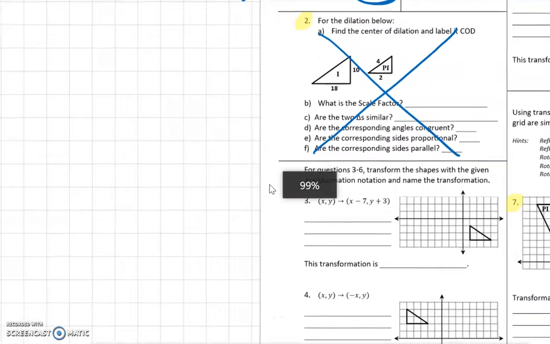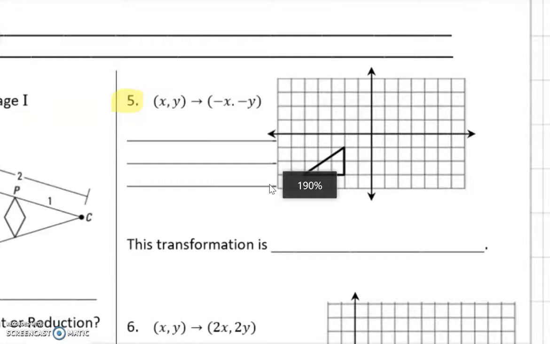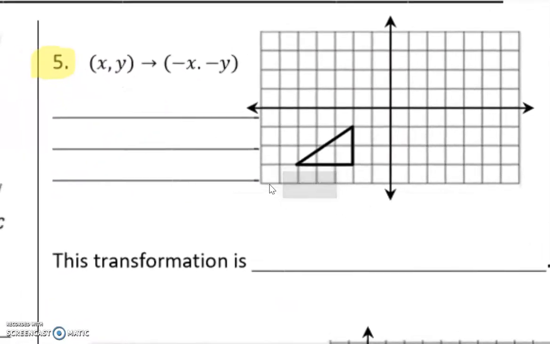Moving along, 3 through 6 are all the same types of problems, so I figured I would do number 5. Now, number 5 is asking us to do some type of transformation. You can see right here it says take the original XY coordinate. We talked about how this arrow means some type of transformation is happening, and we need to decipher this language. We need to translate this. What does this mean in English, right? So what this is telling us is X and Y stay the same, but they both become the opposite. Well, if you look back at your notes, that means it's a 180-degree rotation.